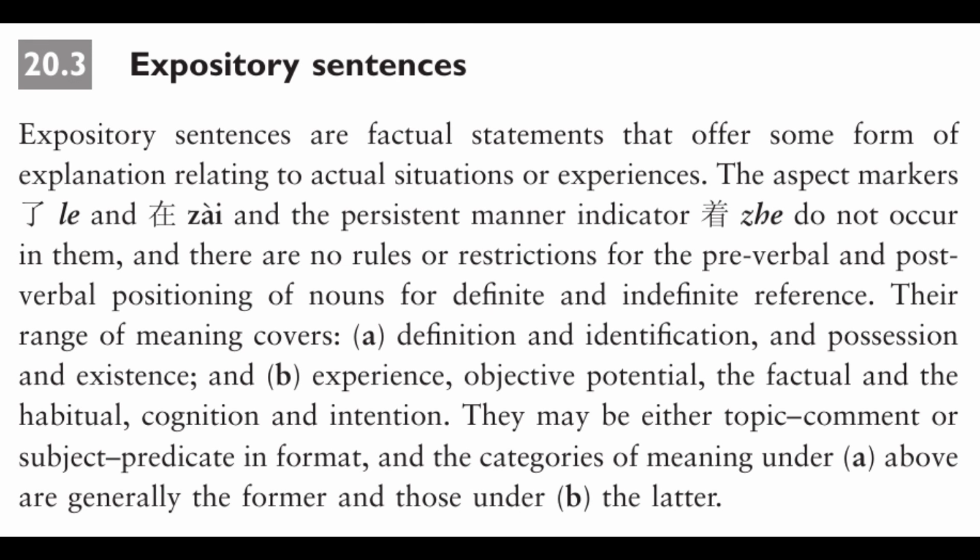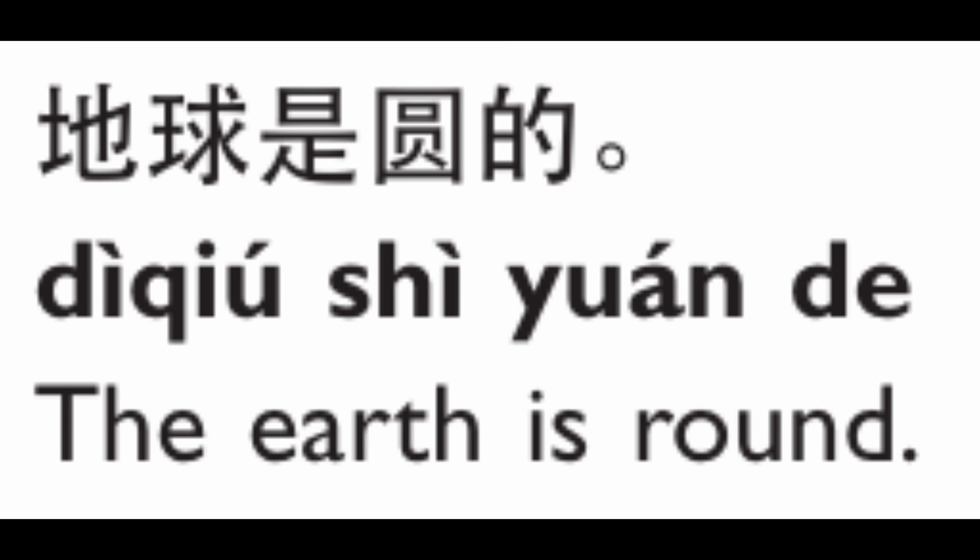In contrast, you've also got expository sentences. These are sentences that tell you some kind of fact, and they don't use le at all. 地球是圆的 is a factual statement, and there's no need for le here because the Earth is just what it is. Nothing has been completed or whatever.